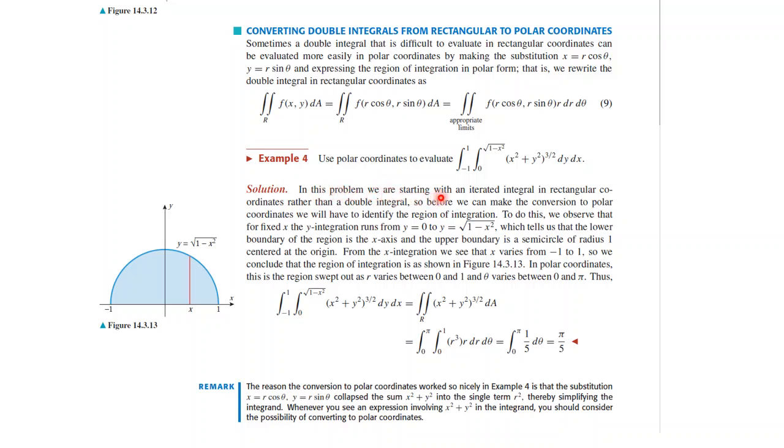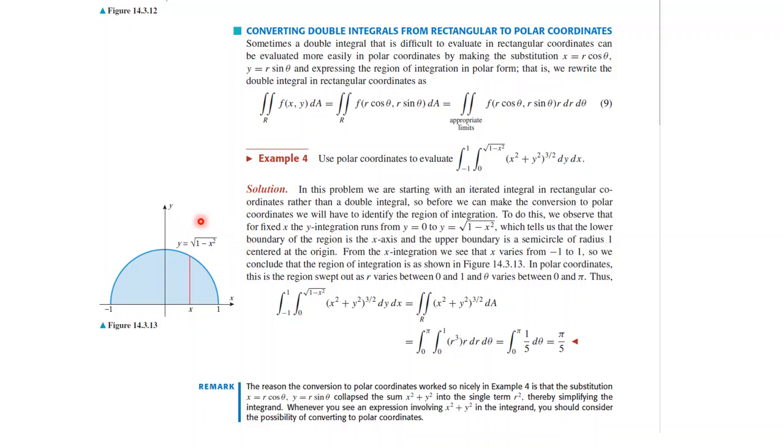In this problem we are starting with an iterated integral in rectangular coordinates rather than a double integral. So before we can make the conversion to polar coordinates, we will have to identify the region of integration, the region where we will integrate this. To do this, we observe that for fixed x, y integration runs from 0 to root over 1 minus x square. So this is y equals 0, and this is y equals root over 1 minus x square, which tells us that the lower boundary of the region is the x-axis and the upper boundary is a semicircle of radius 1 centered at the origin.